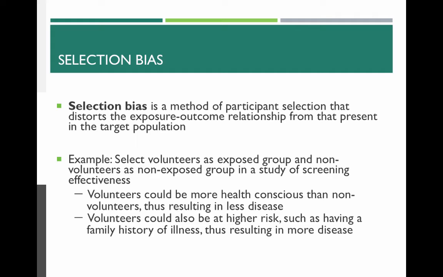And so if we're using volunteers as our exposed group, the problem with volunteers is that they tend to be a bit more health conscious than non-volunteers, and so they probably have less disease. We could also think about it the opposite way, that volunteers could be at high risk, such as having a family history of illness, and that's why they're agreeing to be a volunteer. And so it could be that you're selecting a group of individuals that either have more risk or less risk than the general population, and so you're biasing your exposure-disease relationship.